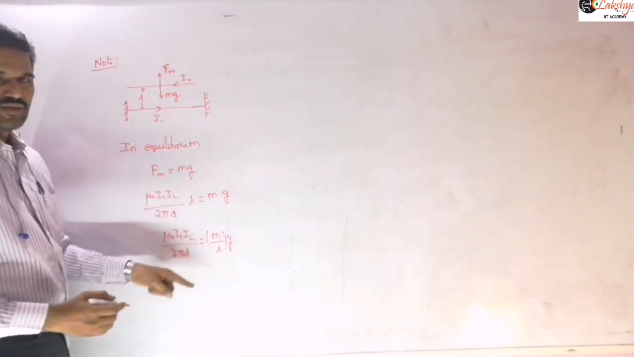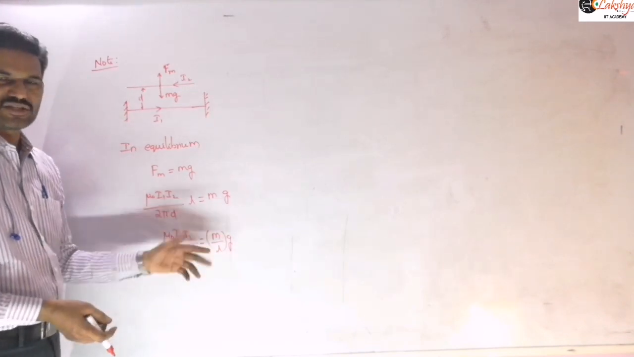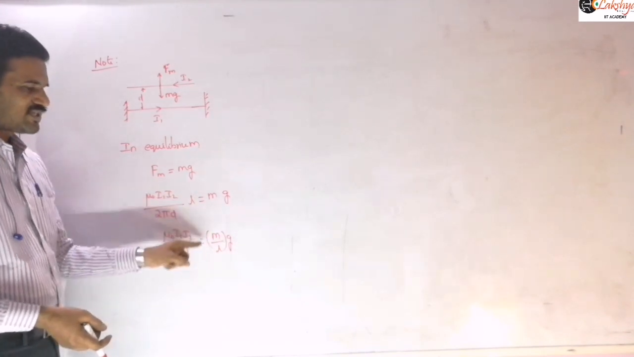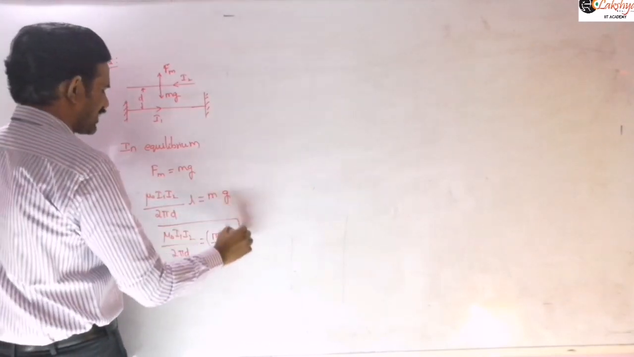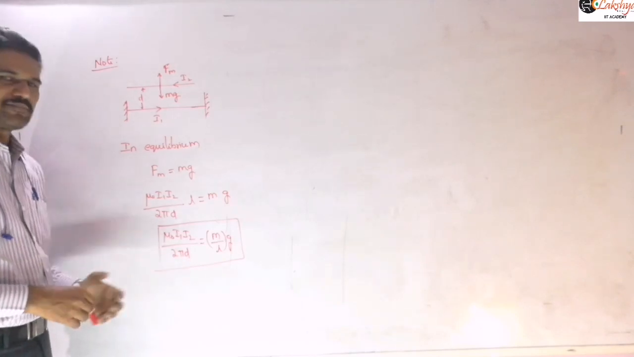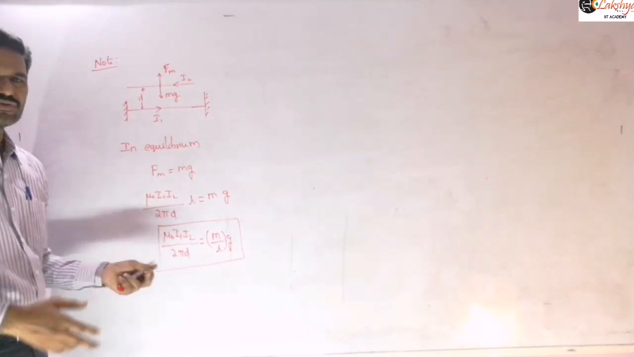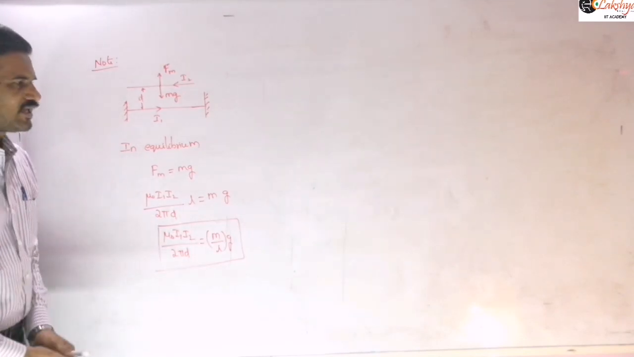Is it clear? So now this will be the force per unit length, and this is also the mass per unit length into g, that gives the force per unit length. So generally for these problems they will give this data here. So by using this equation now we can calculate I1, I2, or if they ask the separation D by giving I1 and I2 values, you can do the required calculations by using this equation.